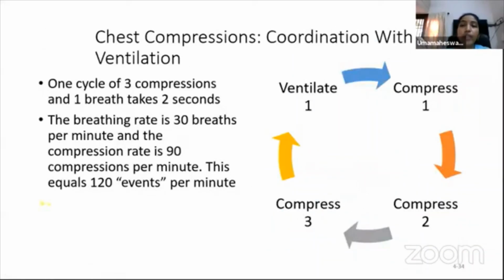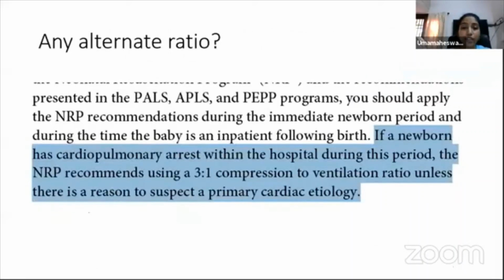And how to do it: it should be in a coordinated cadence, where the person doing chest compression would be saying 1 and 2 and 3 and breathe, and 1 and 2 and 3 and breathe. So there will be 3 chest compressions for 1 ventilation. There will be almost 120 events per minute, which happens in a cyclical fashion.